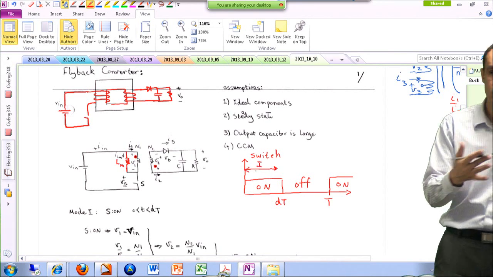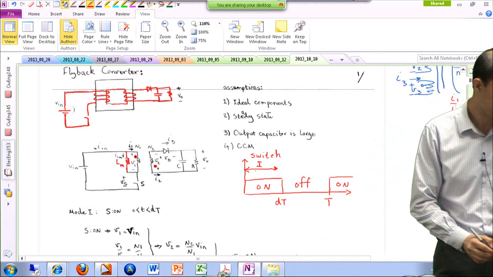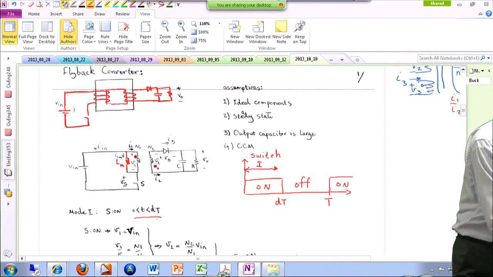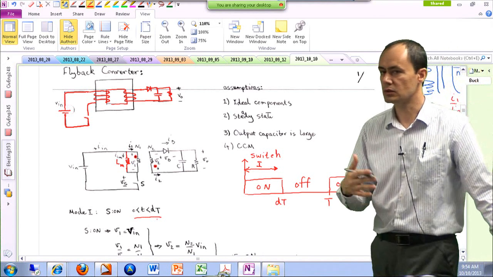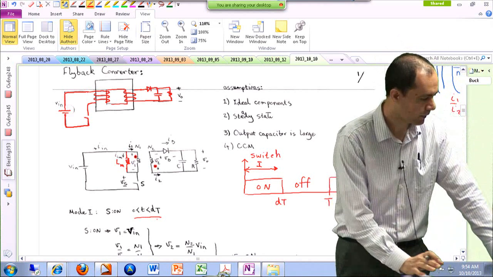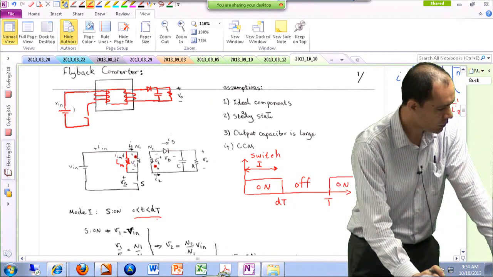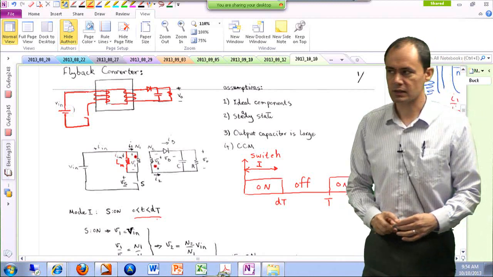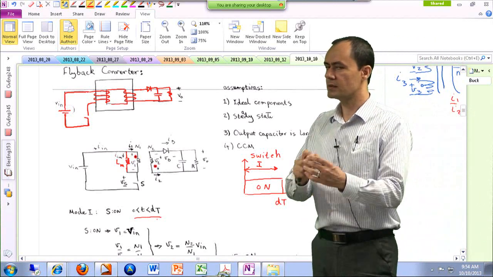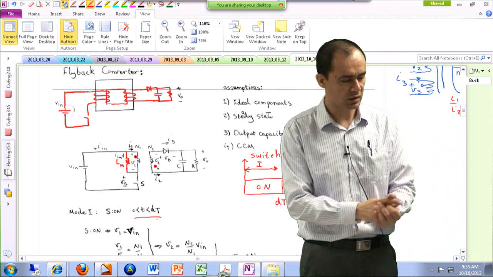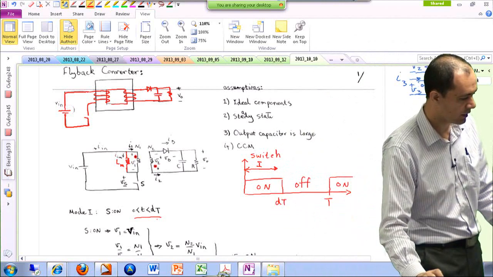All right, in this mode, the switch is on. We turn it on, no surprises. And the duration of this mode is from 0 all the way down to the duty cycle times the period. Okay, so similar to before, what we have to do is find out what happens to the diode. Is it on or is it off? So we have to make an argument about that.